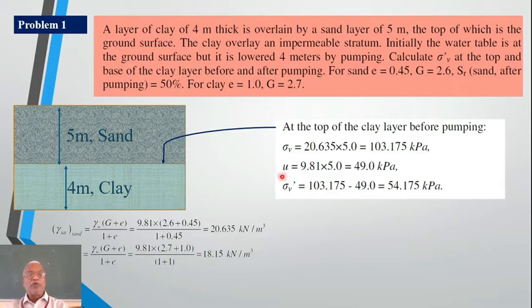Now u, that is pore water pressure, is 9.81 into 5. Obviously, if you insert a piezometer at this level and hold it high like that, because it is a free water, obviously the water will rise up to 5 meters. That is to say, pore water pressure is 9.81 into 5, that is 49 kilopascals. So hence the effective pressure at this level, sigma dashed V, will be total pressure minus pore water pressure, that will be becoming 54.175 kilopascals. Okay, so this is at the top of the clay layer.